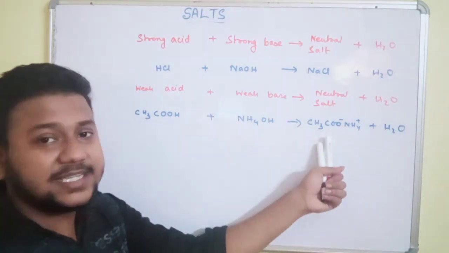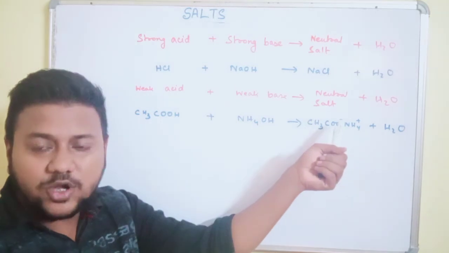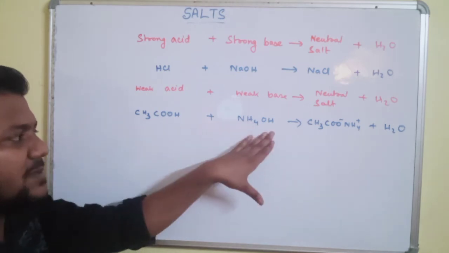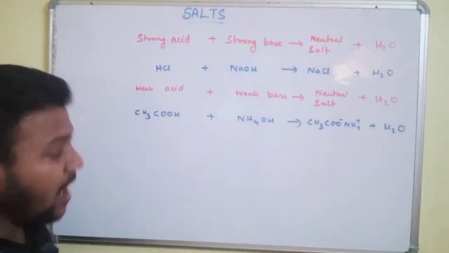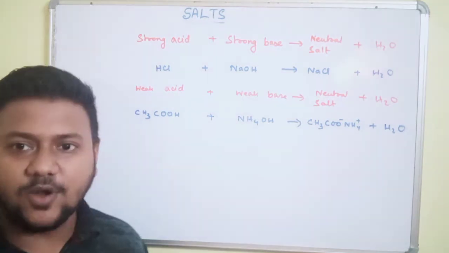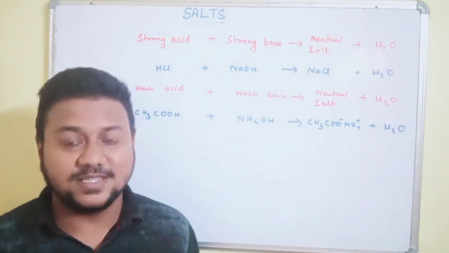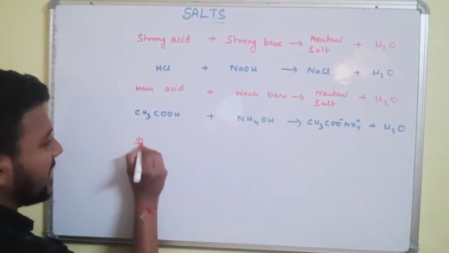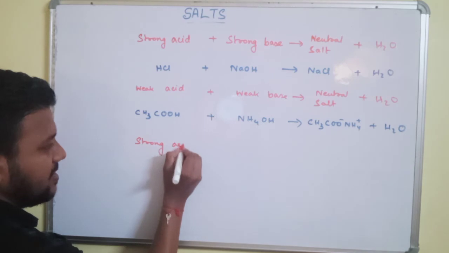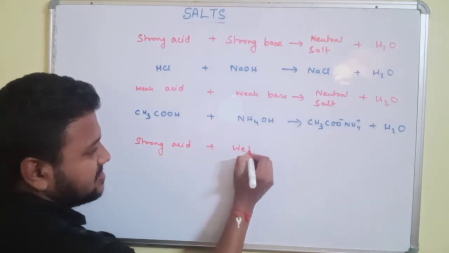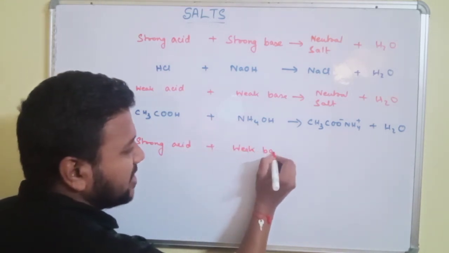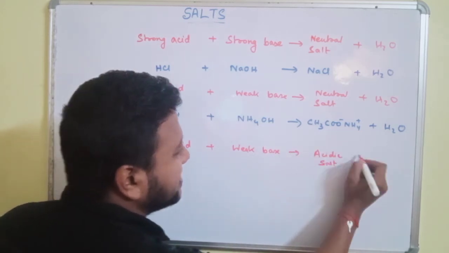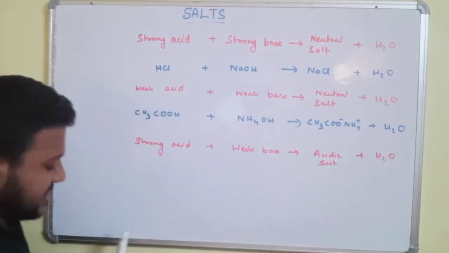So ammonium acetate is also a neutral salt because it is obtained from a weak acid, acetic acid, and a weak base, ammonium hydroxide. Now let us talk about how salts become acidic and basic. It is very interesting, and it will be easy to know that if we take a strong acid that reacts with a weak base, we get an acidic salt plus H2O.